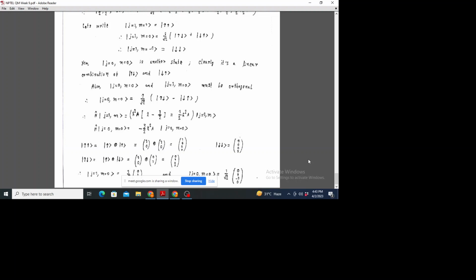Similarly the down up state will be the direct product of 0 1 with 1 0. That will give you 0 0 1 0. So finally, combining according to this, your J equal to 1, m equal to 0 will be this combination. It's not visible, and J equal to 0, m equal to 0 will be this combination.